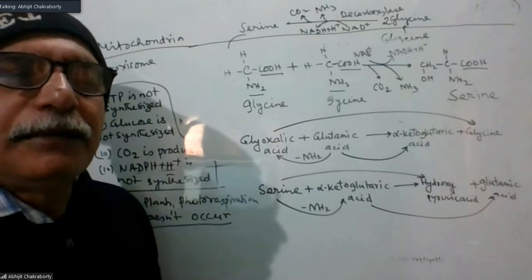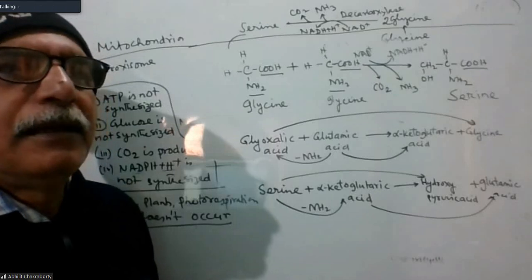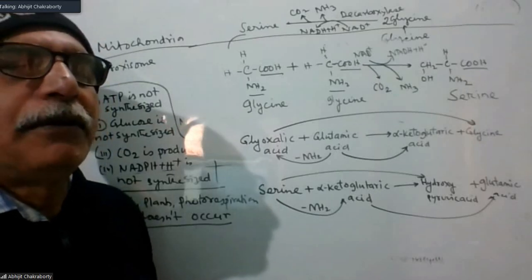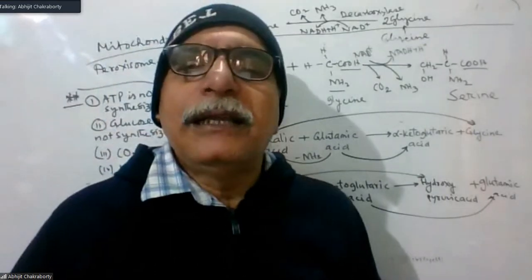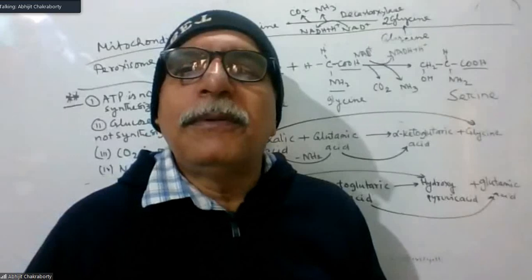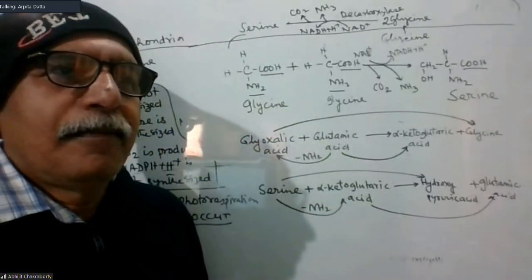Are you getting me? Yes, sir. Because RuBP carboxylase is found in the bundle sheath cells, and in the bundle sheath chloroplast grana is not there, so there is no question of photolysis. Clear? Yes, sir.